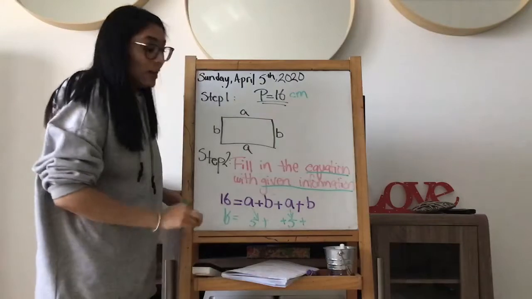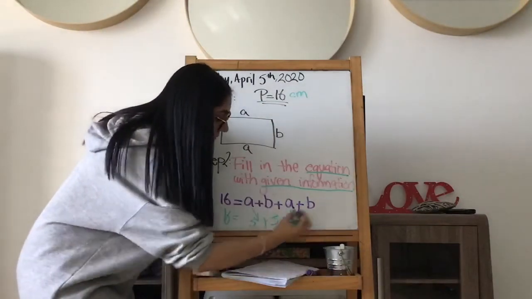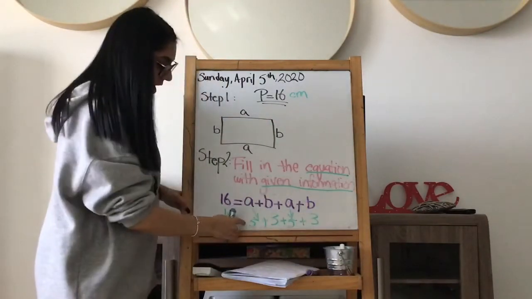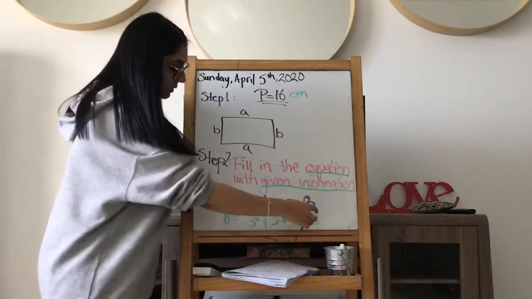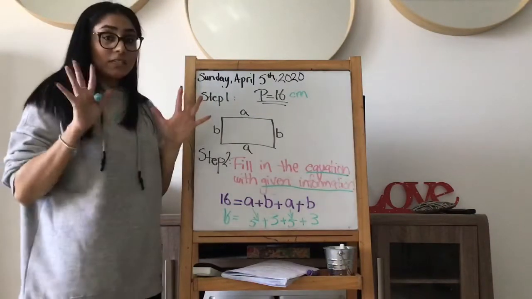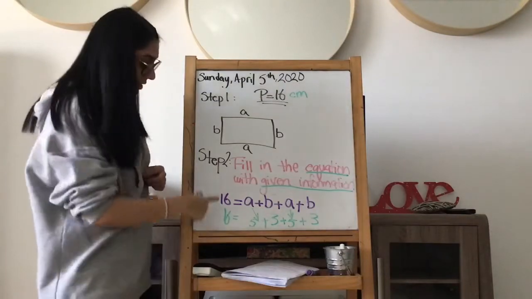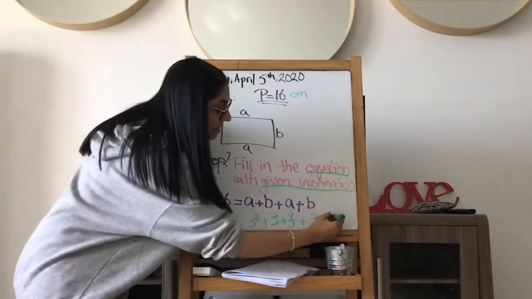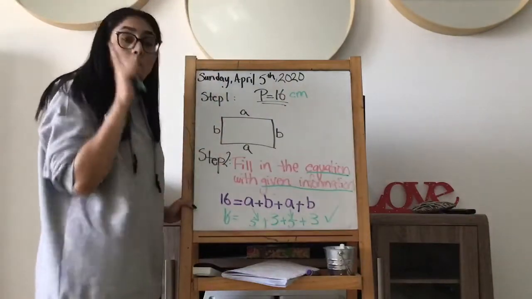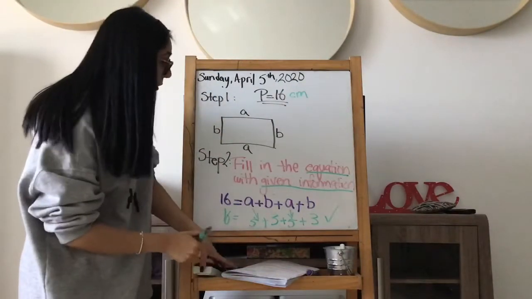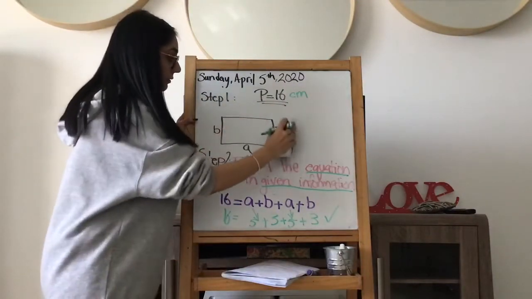Because 2 and 2 didn't work, what if I tried 3 and 3? 5 plus 3 plus 5 plus 3. What does that equal to? 5 plus 5 is 10, plus 3 is 13, plus another 3 is 16. That is correct. That is one possible answer. So, we can fill this in.